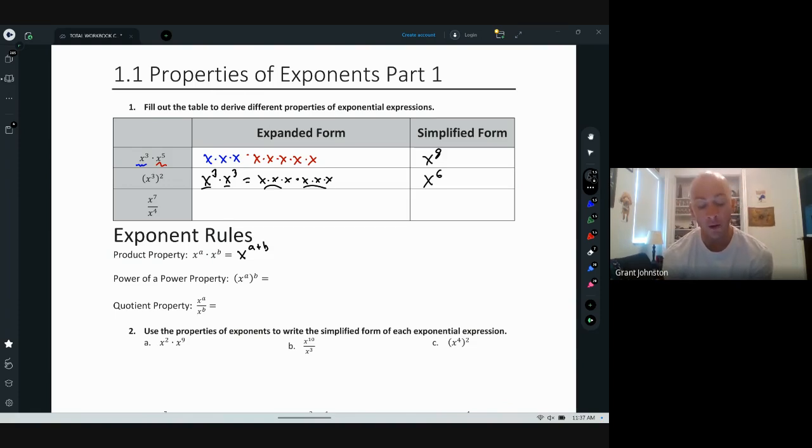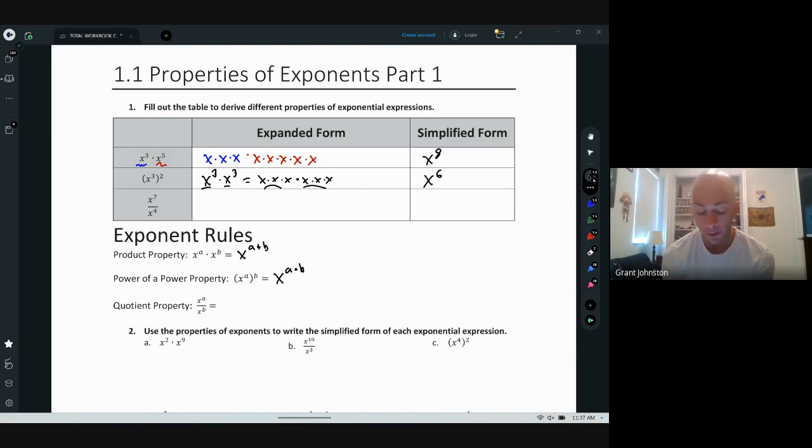So if you want to create a rule, what we would see is the x to the third to the second would give us, if we multiply those exponents, 3 times 2 gives us 6. So the power of a power property would be x to the a times b. So when it's written like that, we're going to multiply the exponents. Okay, one more rule here.